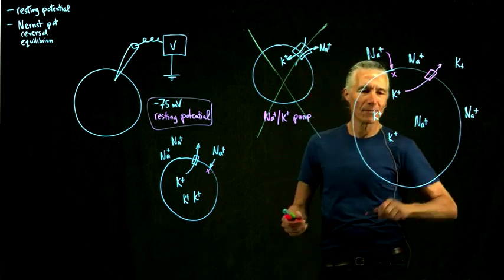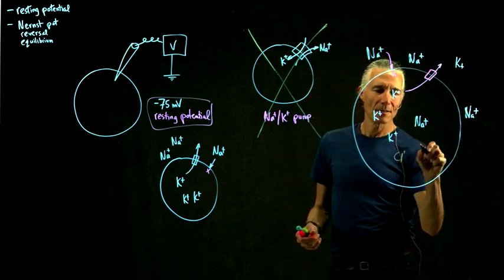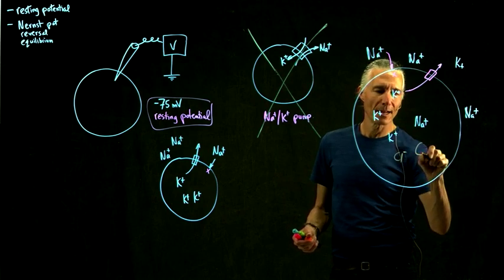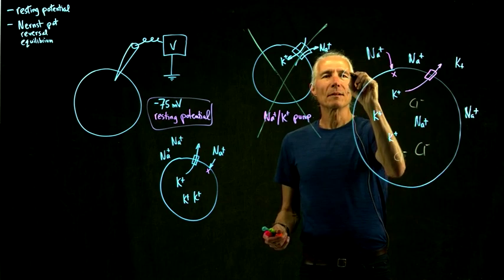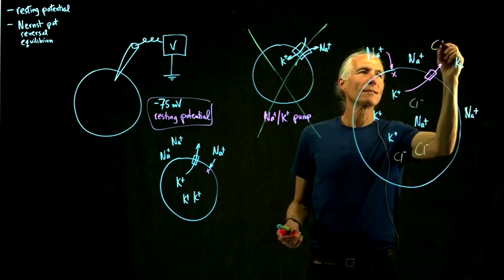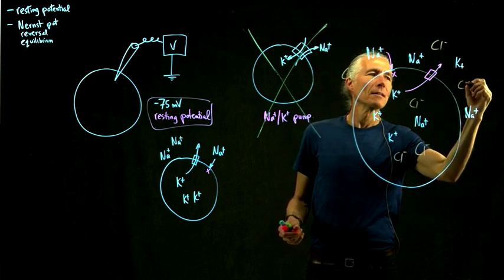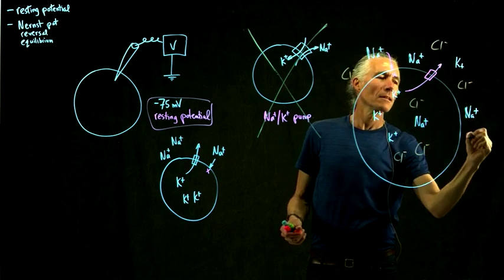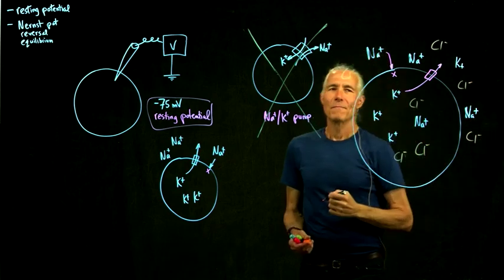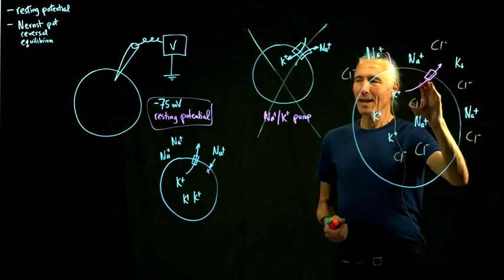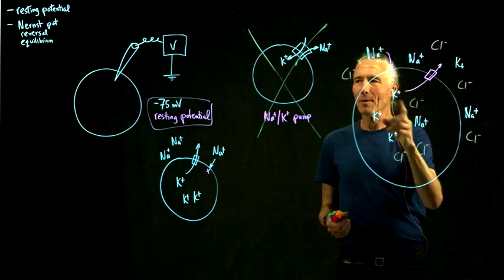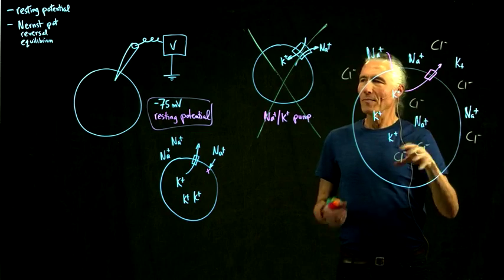So let's put some negatives in, like a chloride ion. Let's put four chlorides out here. So now we've got a balanced situation. Before we put the channel in, say we just have a sealed membrane with this distribution, then you start off at 0.